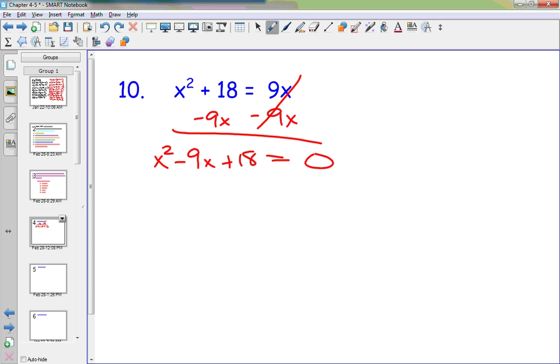Step 2. GCF, what's my smallest number up there? It is not 9, it is 1. The phantom 1 is there. So do I have a GCF? Do I have an x in every one of the terms? No, so I have no GCFs. Then I skip step 3.